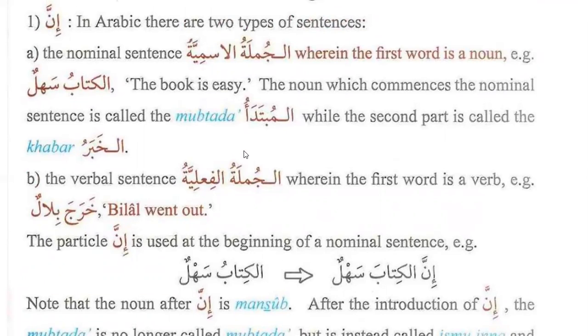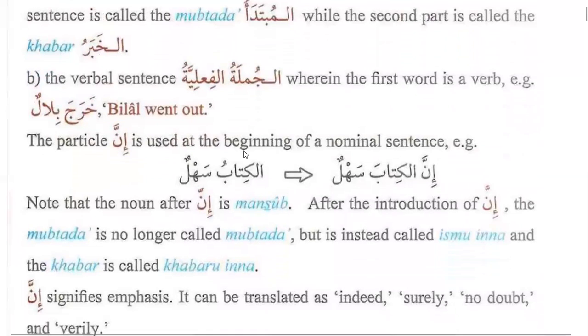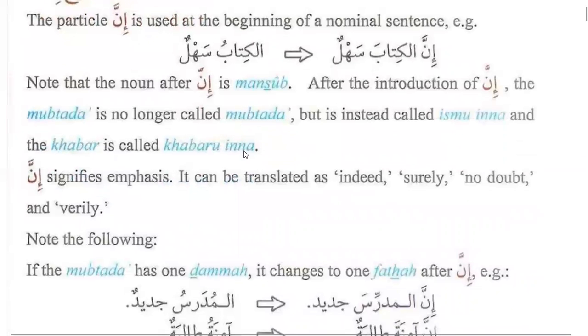What are the two parts of al-jumlatul ismiya? Mubtada, which is the subject, and khabar, which gives the information about the subject, which is predicate. Then what happens after the addition of inna? When you add inna, the mubtada becomes ism inna, and the khabar becomes khabar inna. And also mubtada will have fatha, mansoob, and khabar will be marfu.